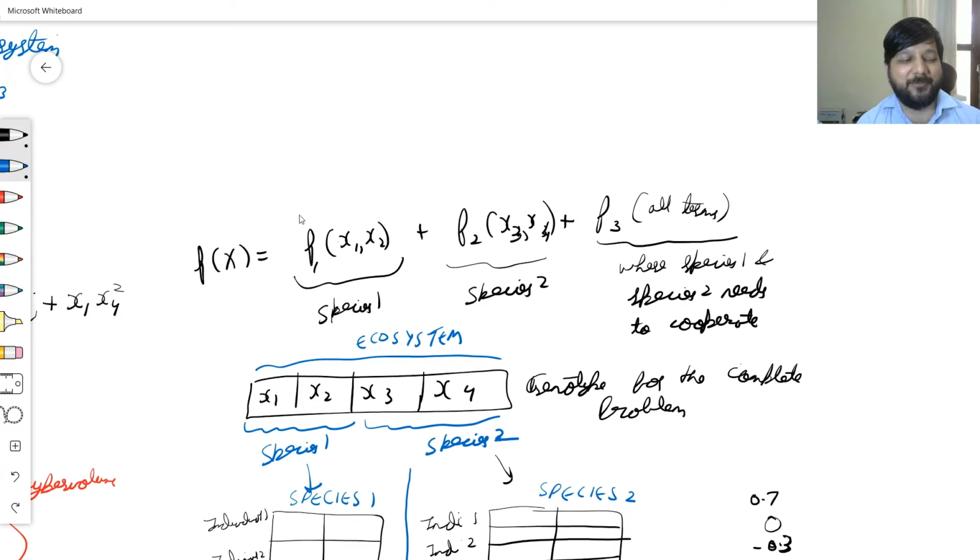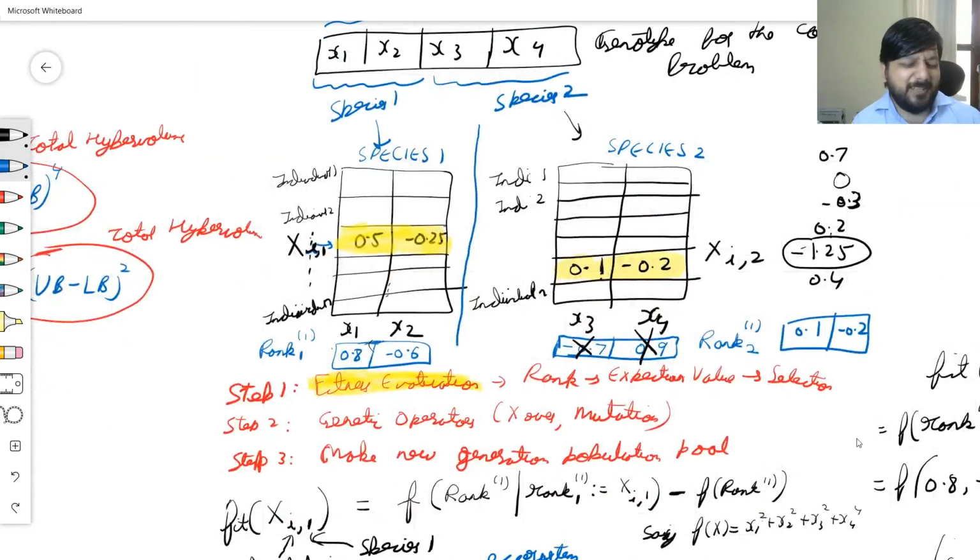That means an individual was not given a fitness function value based on its own goodness. It was given a better fitness function value upon how well it cooperates with a representative of the other species, how well it cooperates with the representative of the other species to make the overall fitness function better. And that is the cooperative co-evolution algorithm.